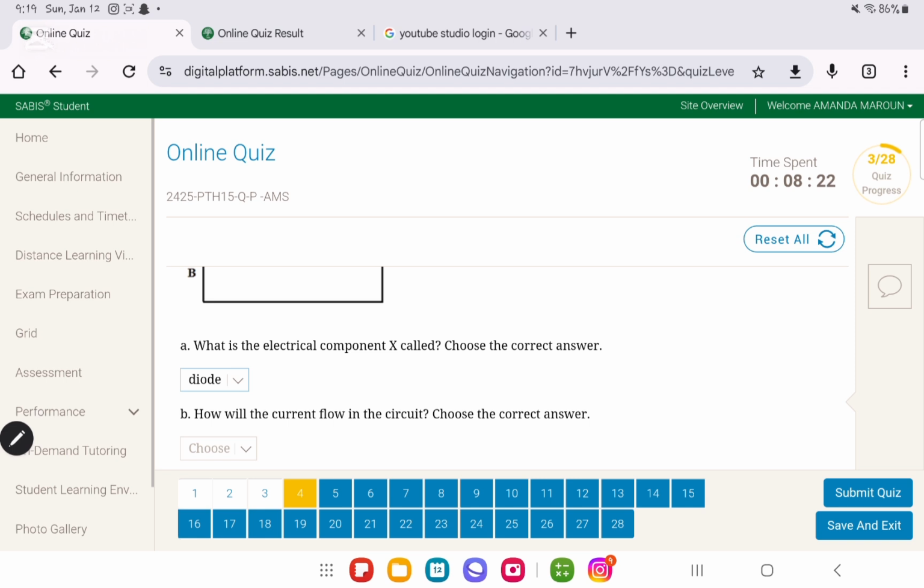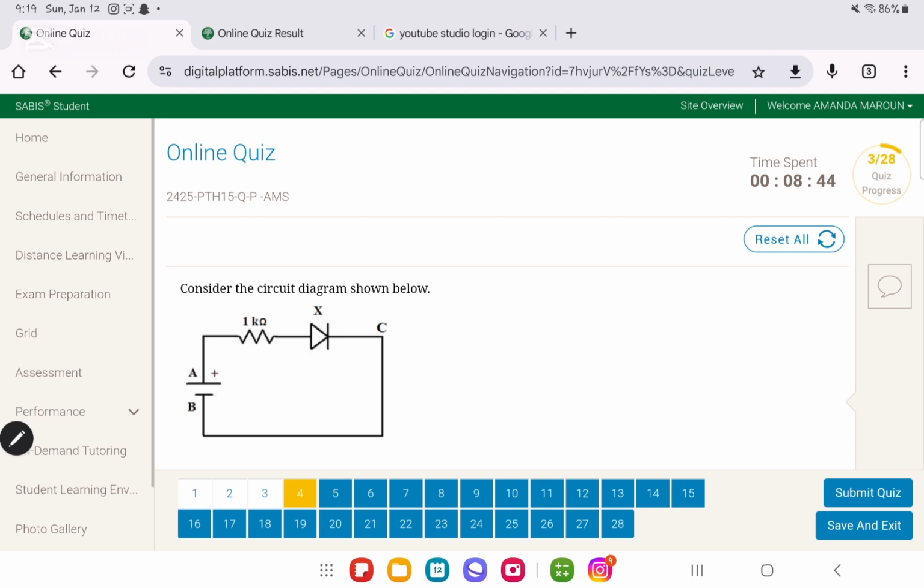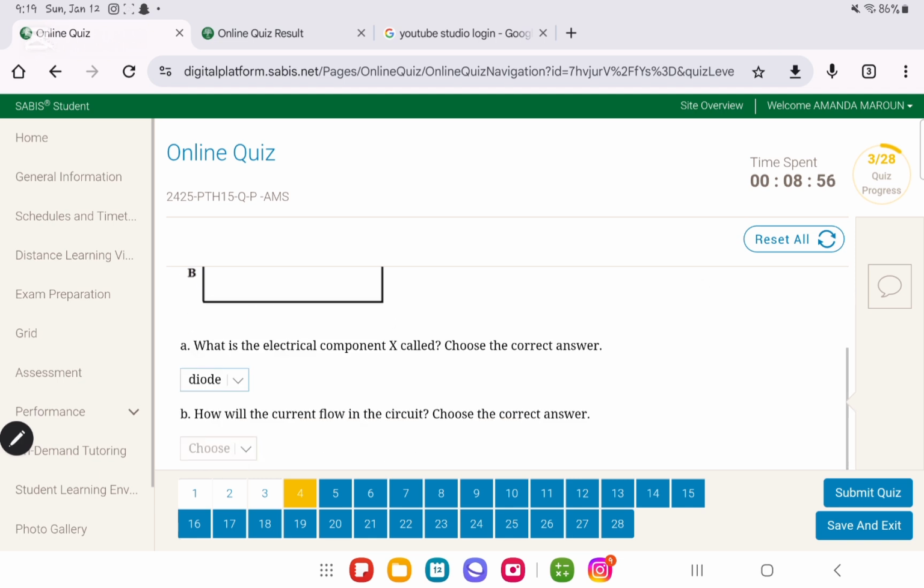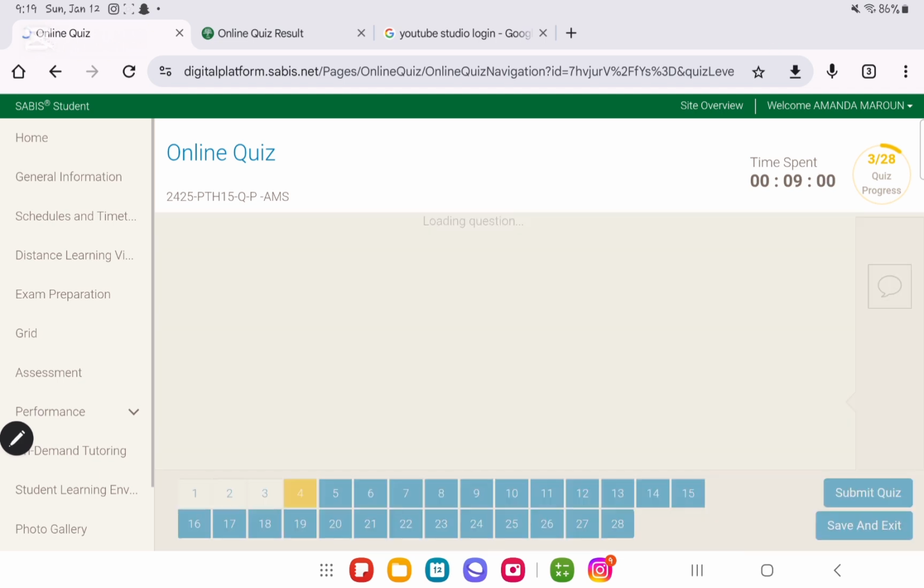Now, how will the current flow in the circuit? Okay, very simply, we know that the current will flow from the positive side all the way to the negative side. So that means it will flow from A, then to C, then to B. So A to C to B. That means the current will flow from A to C to B.